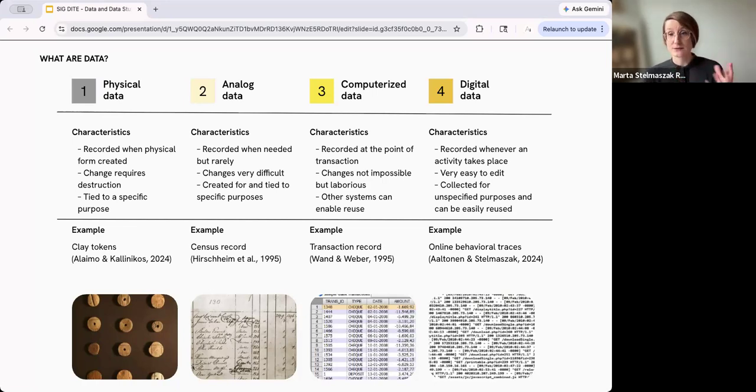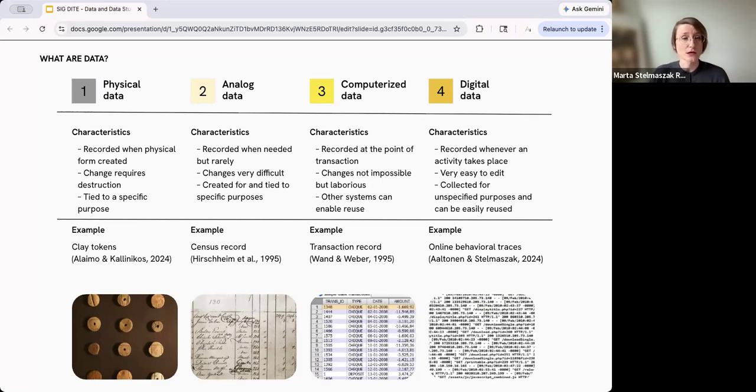And some characteristics we can notice in here: this kind of analog data is recorded when needed, but it's rarely recorded. So it's recorded in the case of a census every 10 years, right? That's where the name comes from as well. And the changes are very difficult. So once the data is recorded in a census, then it's stored and it's created for and tied for very specific purposes, for mostly state organizations knowing facts about their citizens.